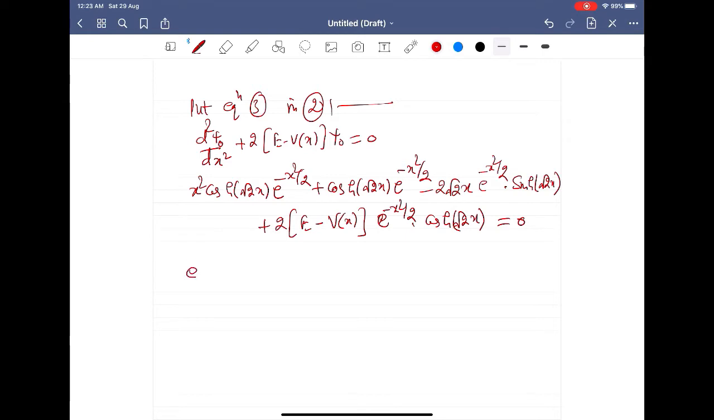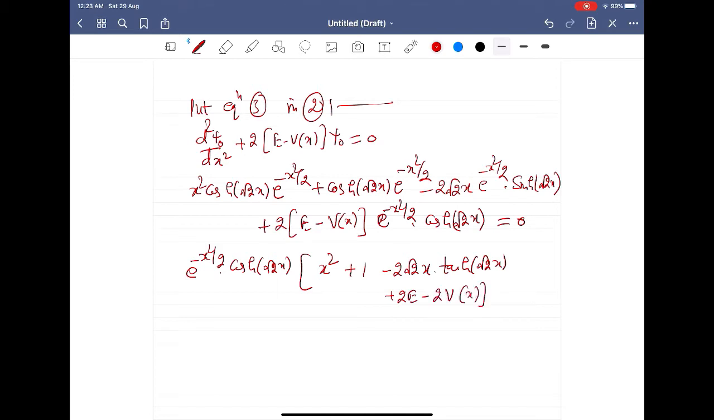Now if I take e to the power minus x squared by 2 into cosh root 2x common, I get x squared plus 1 minus 2 root 2 x tanh root 2x plus 2E minus 2V, equal to 0. Now this prefactor is nothing but psi 0.